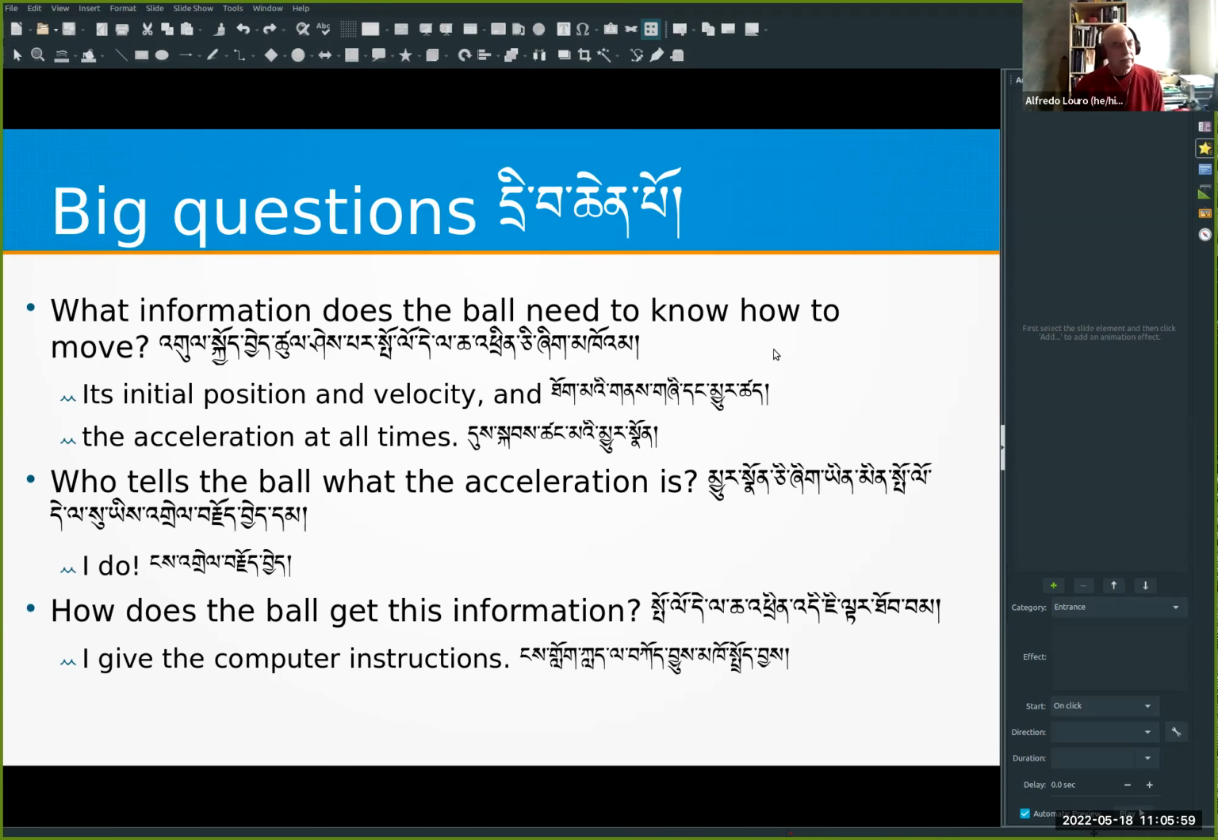So let me share my slides with you again and go back to the big questions that we were asking before the break. So what information does the ball need to know? And I should have said, what information does the computer need in order to tell the ball how to move? And there were two kinds of information.